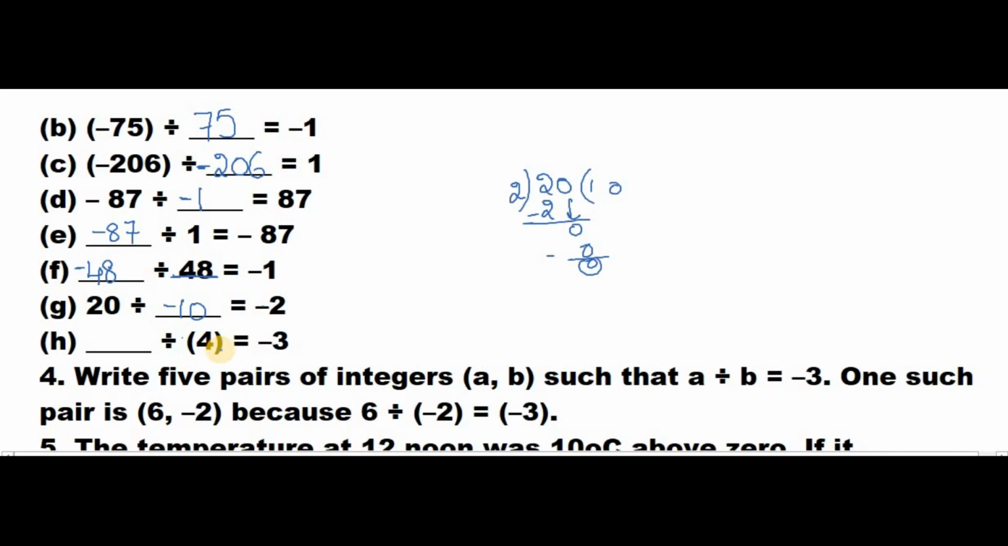Now some number divided by 4 is equal to minus 3. When something divided by 4 is equal to minus 3, then if it goes to the opposite side, the division symbol will change into multiplication. So that number is equal to minus 3 into 4, nothing but minus 12. So the answer here is minus 12. Okay, students?